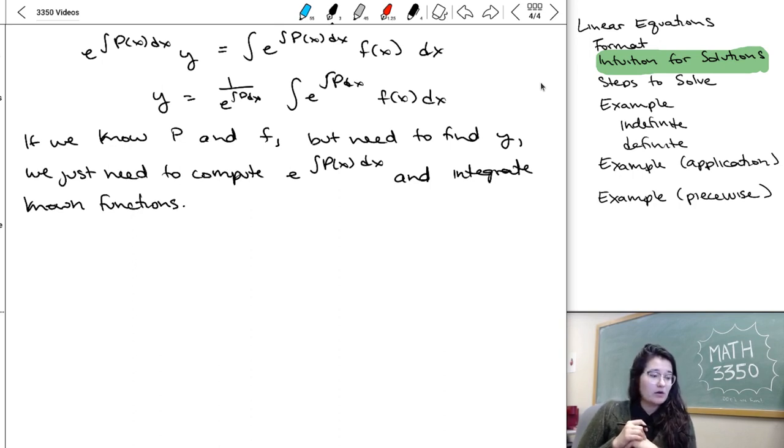And so hopefully this is showing you how the method works. We're going to do some concrete examples where it's a little easier to follow. And we're also going to go over a list of steps to solve these problems in the next video.